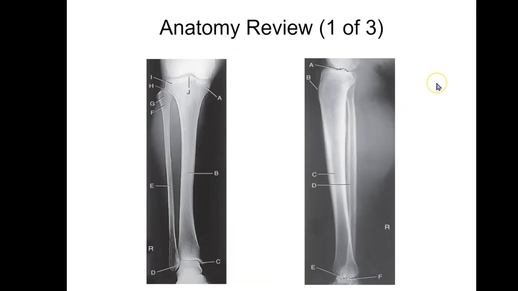All right, so here's some anatomy. So I want you to pause here, and I want you to see if you can identify all of the structures on the AP tib fib and the lateral tib fib. And then I've included the answers for you in the notes section of this presentation.